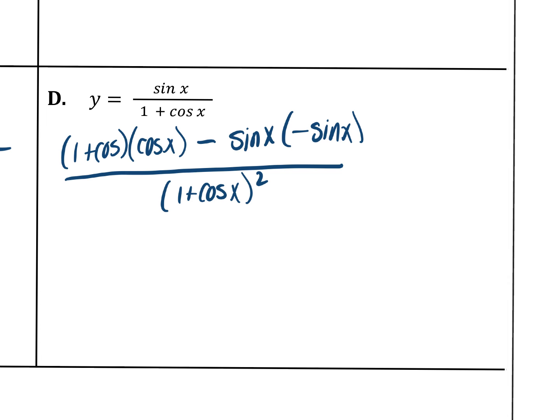We're not done. 1 plus cosine squared x minus sine squared x. All right, hold on. Plus sine squared x, because you have two negatives.